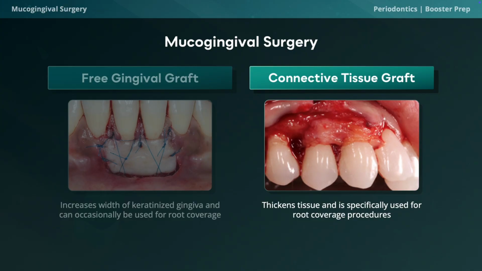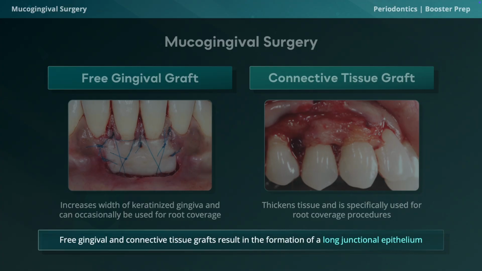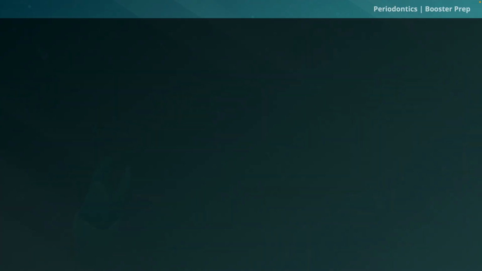Both grafts usually take autogenous tissue from the roof of the patient's mouth or the hard palate, and both lead to the formation of long junctional epithelium, which is what attaches the new tissue to the root surface.